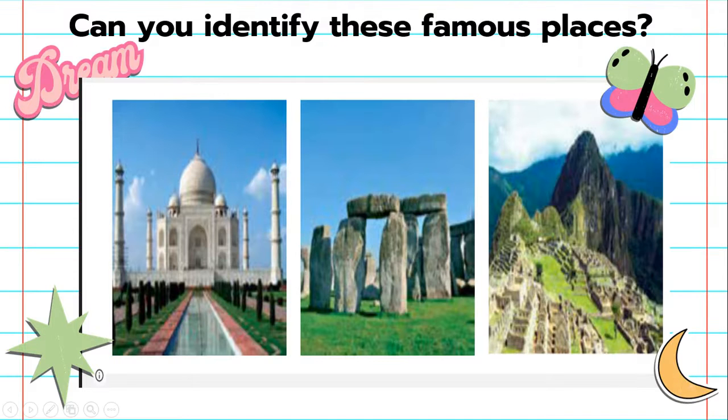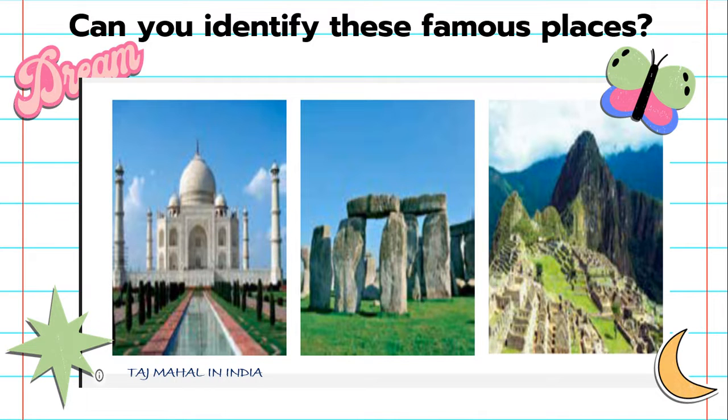Okay, this is another picture found in your textbook as well, page 121. The first task is, can you identify these famous places? Do you know where those places are? I'm sure some of you know some of the pictures here. The first one is the Taj Mahal located in India. The first picture is Taj Mahal.